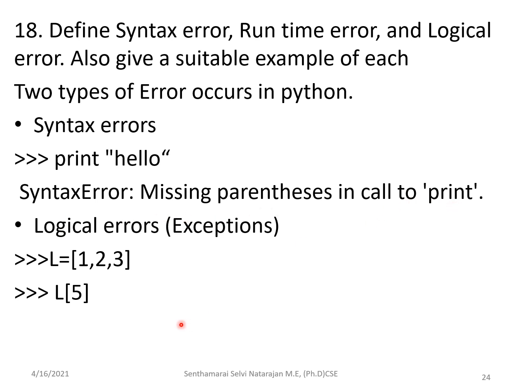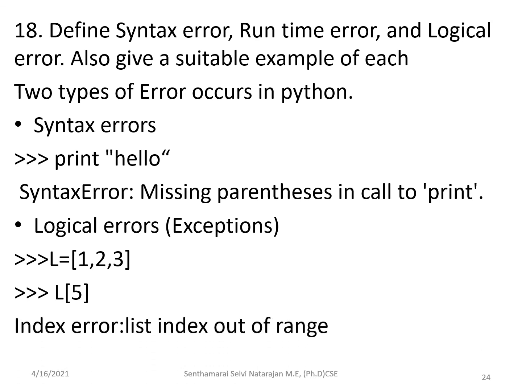And then here in logical error, I have assigned a list with some values, but I have asked it to print L of 5. Here the index starts from 0, 1 and 2, but I have asked for the index of the 5th element. It is not available here, so it specifies the error as the index error, list index out of range.